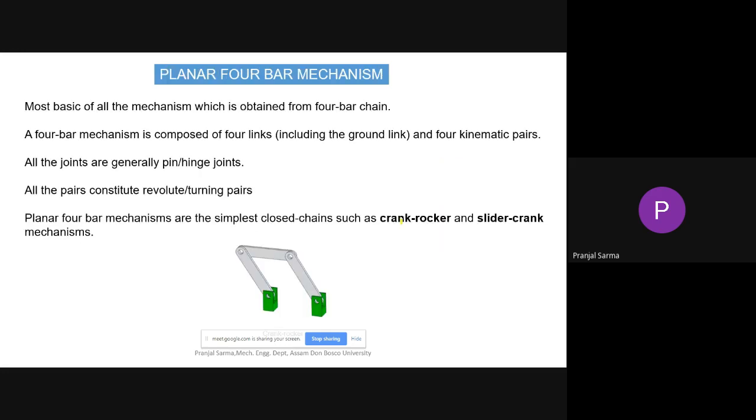Up to this much, any confusion, anyone? Have all of you understood the things? Let me know. Yes. Okay, thank you.